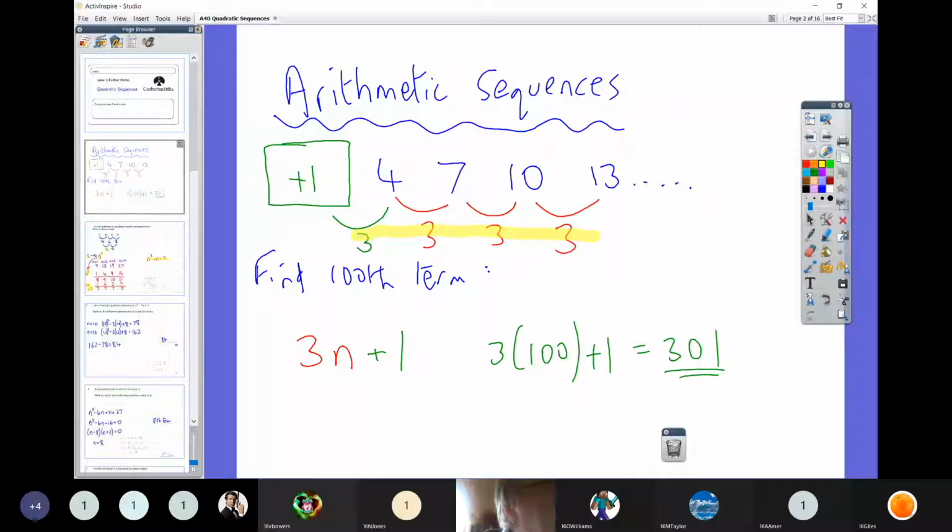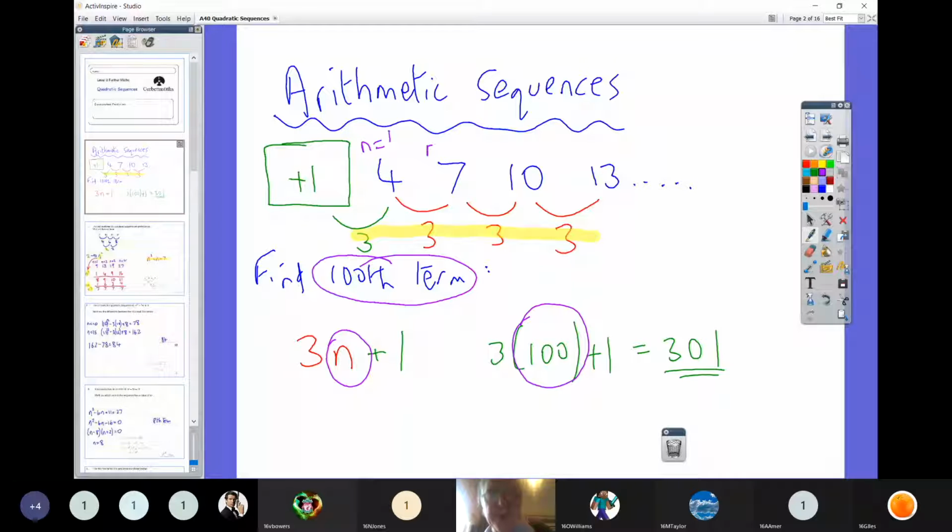And obviously, just to remind you that n represents the position in the sequence. Because I was trying to work out the 100th term, that's position 100, that's why n was 100. So don't lose sight of the fact that n represents the position in the sequence. So that 4 is position 1, that 7 is position 2, the 10 is position 3, and so on. So n is 1, 2, and 3.